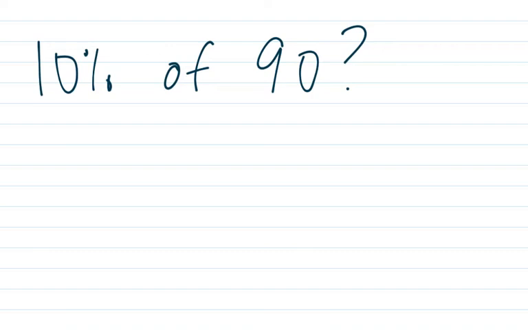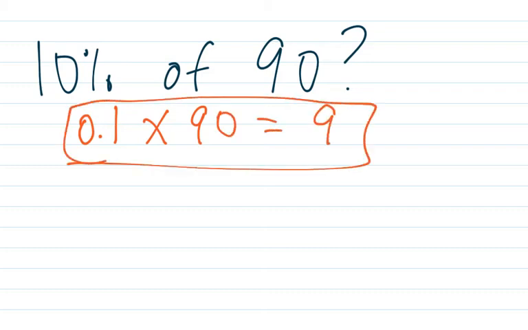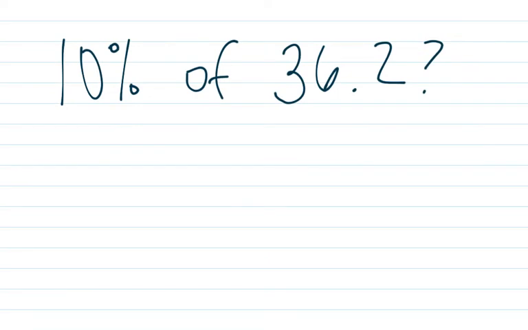10% of 90? Well, 0.1 times 90 equals 9. So I don't even have to show this work. If I understand that 10% of, which means times, a number just takes this number and moves its decimal one place to the left, we know that that's going to be 9. 10% of 36.2, that's going to be 3.62, or 3 and 62 hundredths.